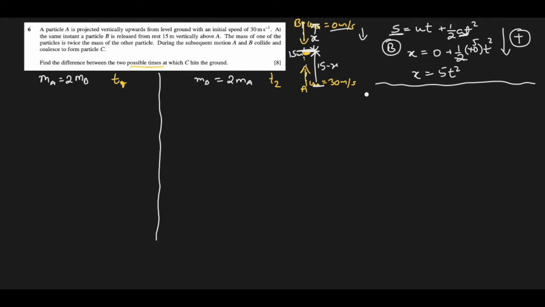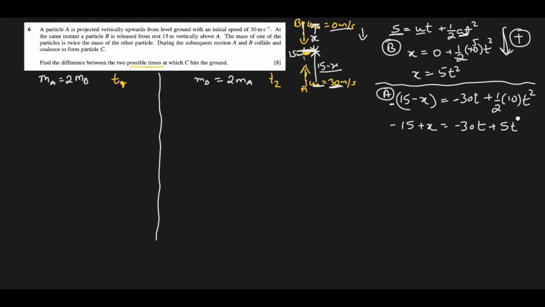Let's make a similar equation for A. In this case, the distance is 15 minus X, but this is upwards, and I said downwards is positive. That means I will write minus (15 minus X), because it is going upwards, equal to the initial velocity u for A, which is 30 meters per second upwards, so minus 30t, plus half. The acceleration will always be downwards. It will never change its direction, it's natural. So 10 and t square. So it gives us minus 15 plus X equals minus 30t plus 5t square.